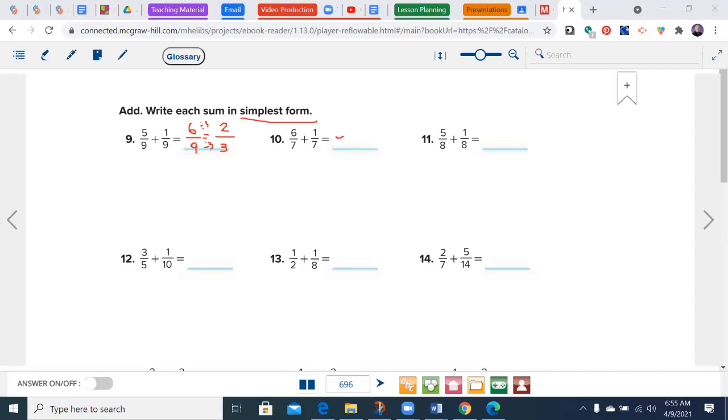This one, 6 plus 1 is 7. 7 plus 7, oh, don't you fall for that. It stays 7. Anytime your numerator and denominator are the same, you can simply write a 1. Because if I gave you a pizza with 7 slices and you ate all 7 slices, you ate the whole pizza. Right, I would like you now to do number 12 and 13.